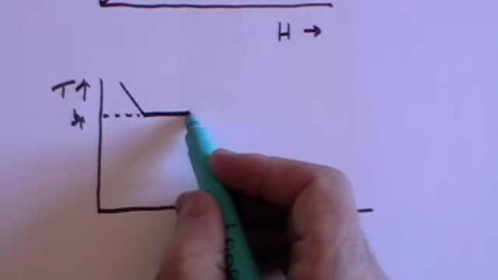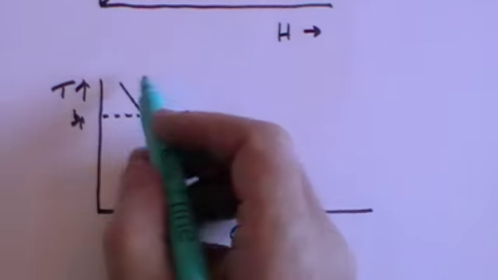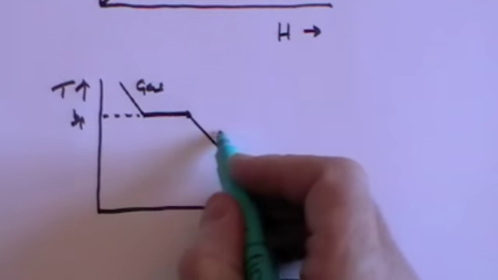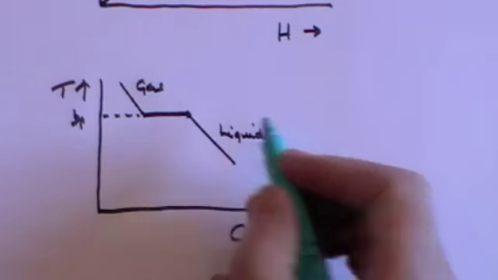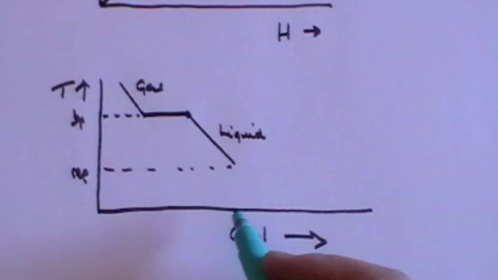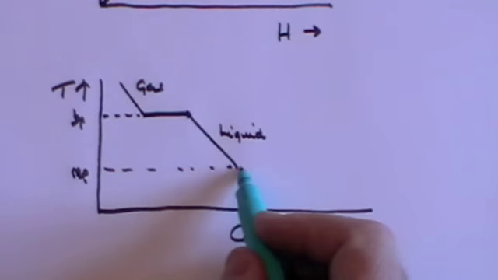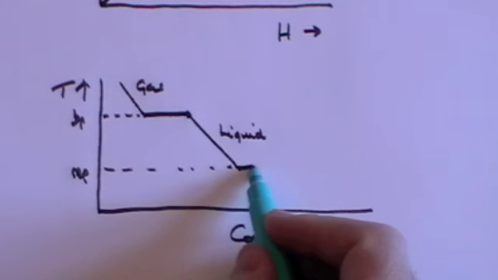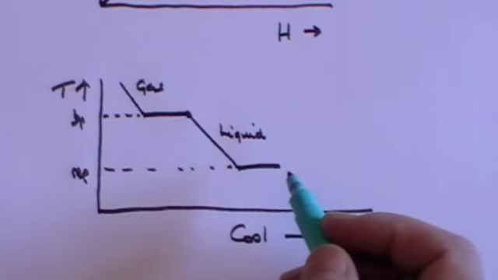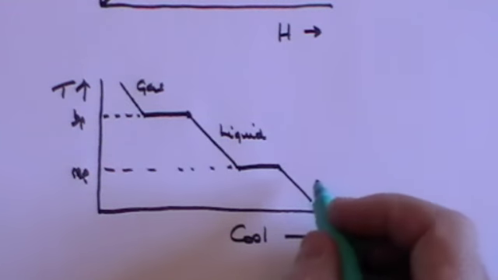When it's all changed into a liquid, as you continue to cool, the liquid will fall in temperature. So this was gas, this is liquid, until you get to the melting point. When you get to the melting point, or in this case, of course, in the direction we're going, the freezing point, now as you cool it, as you take energy out, you don't lose temperature, you change the state from liquid to solid.